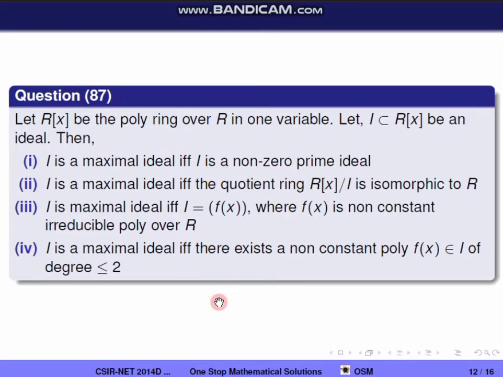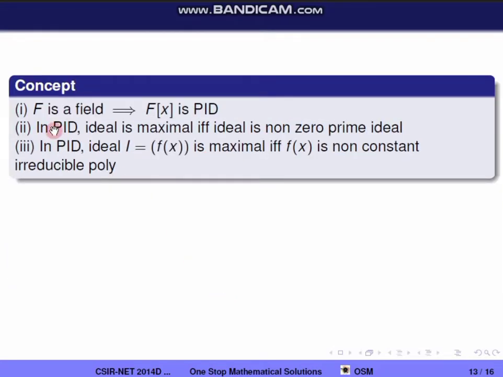So we look into the concept used. F is a field if and only if F[x] is a PID. In a PID, an ideal is maximal if and only if the ideal is a non-zero prime ideal. In a PID, the ideal I generated by the polynomial f(x) is maximal if and only if the polynomial f(x) is a non-constant irreducible polynomial. So we'll move on to the question.